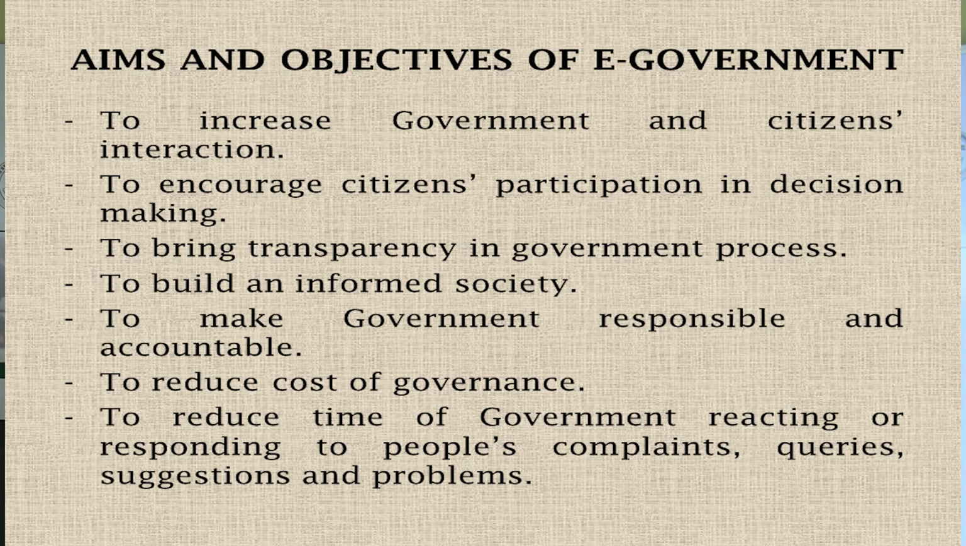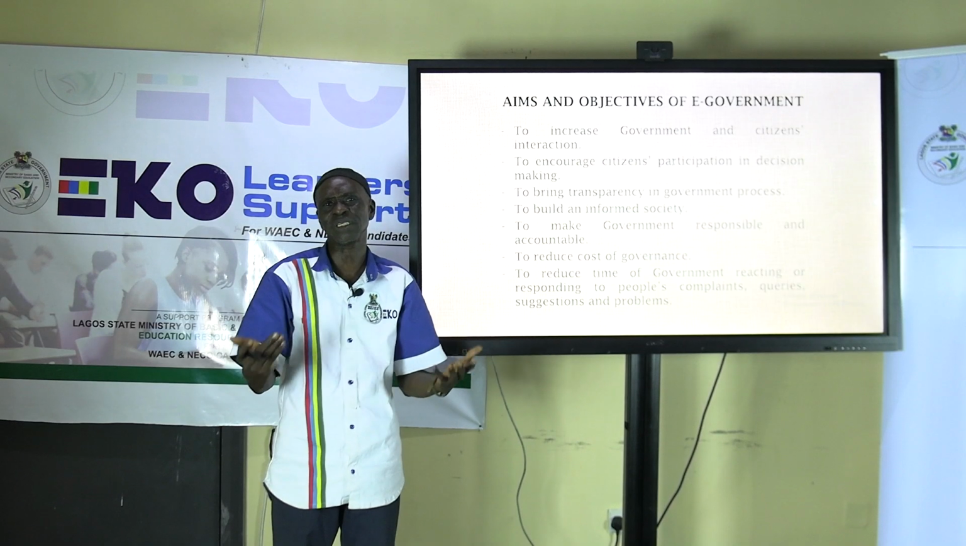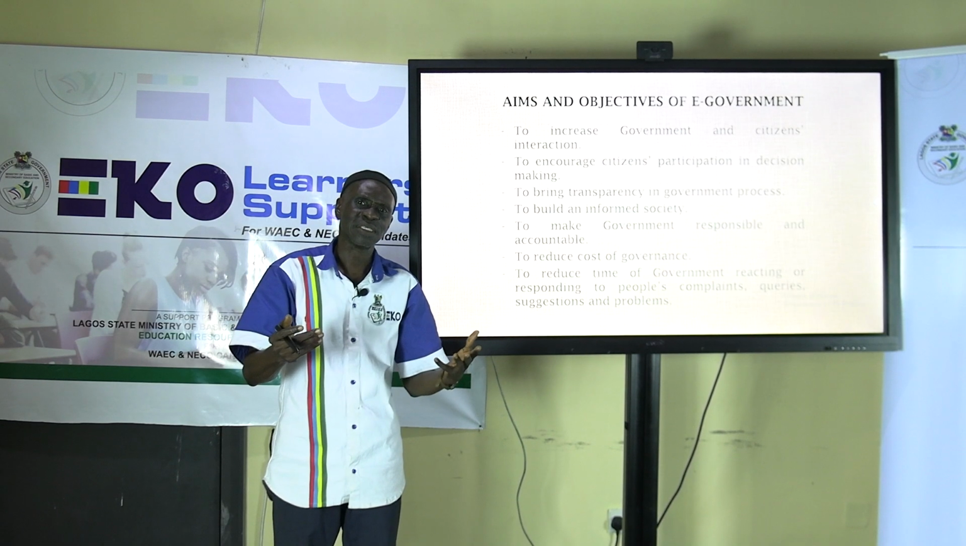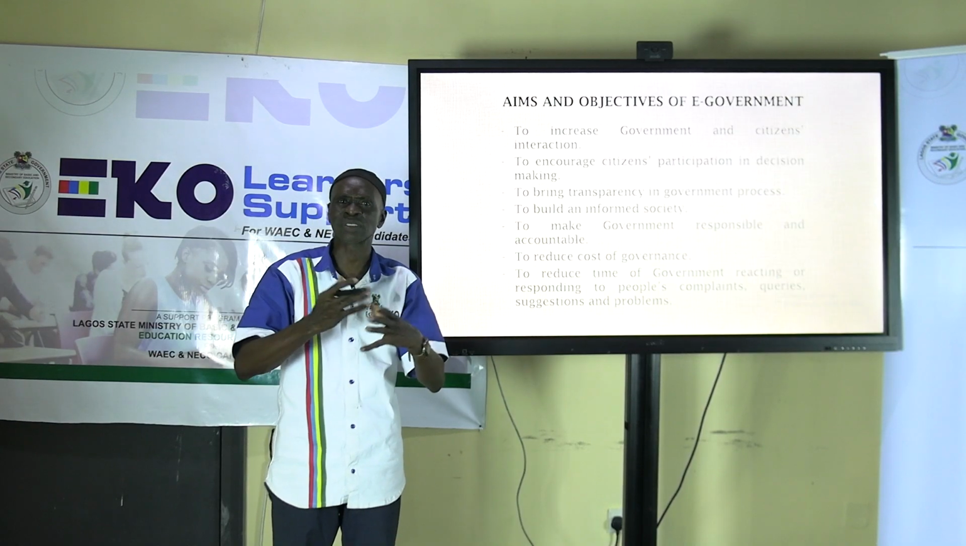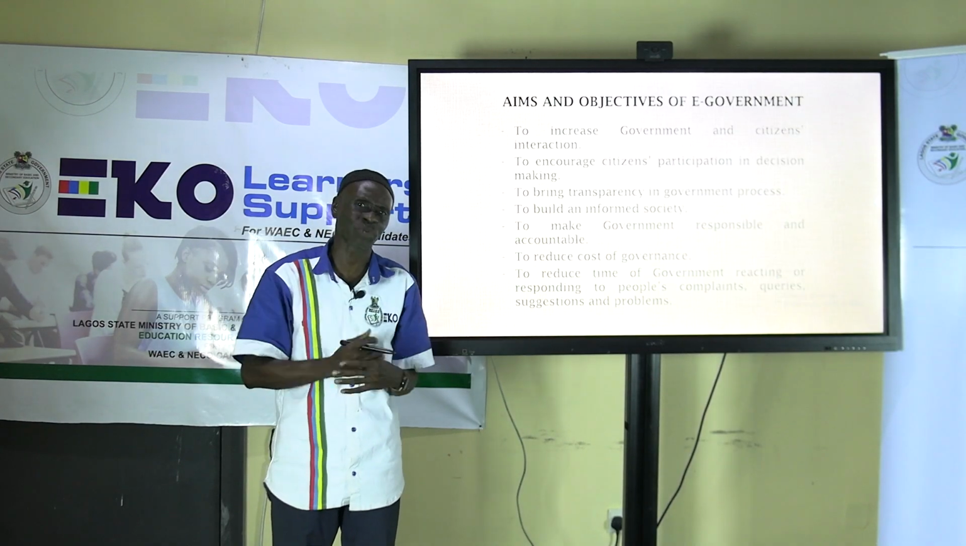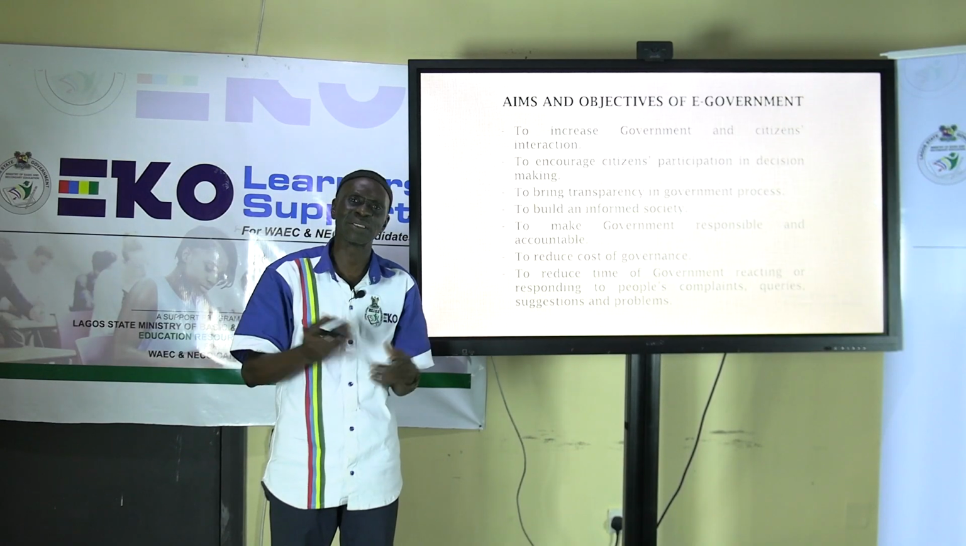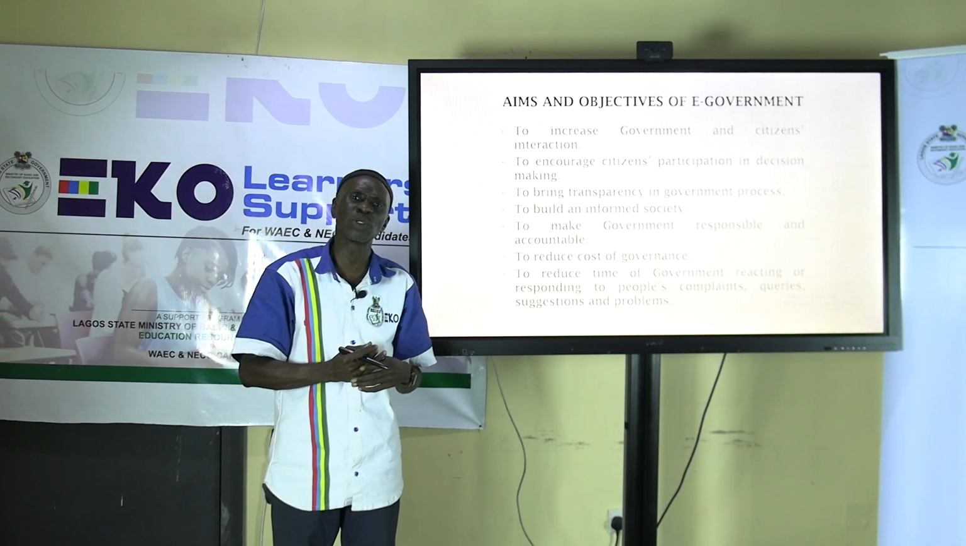Then, to reduce cost of governance. You want to go to the WAEC office, you want to go to the JAMB office, you want to go to LRS to get your tax clearance. You may not need to do this, it is at your fingertips. Anywhere you have a computer or cyber services provided, you just go there, make an inquiry and go ahead and do it.